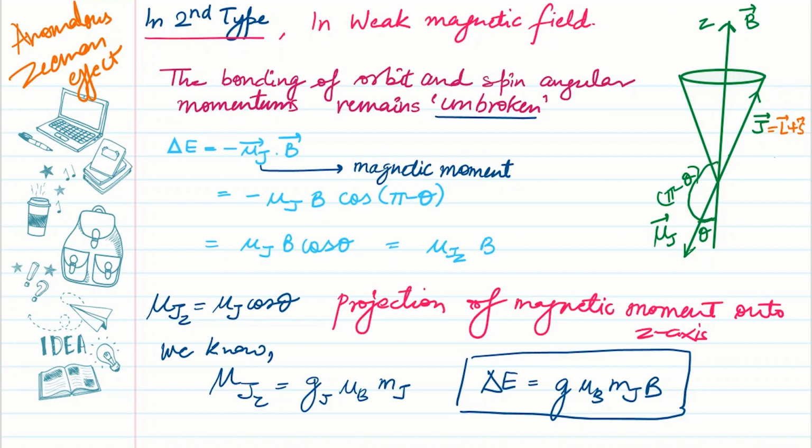We can write this is the angle between B and μ. This is π minus θ, so we can write cos(π − θ). From this we get μ_J B cos θ, and we can write this μ_Jz as μ_J cos θ, that is the projection of the magnetic moment on the Z axis. And we know μ_Jz, the Z component of the μ_J, is equal to g factor times μ_B, the Bohr magneton, times M_J.